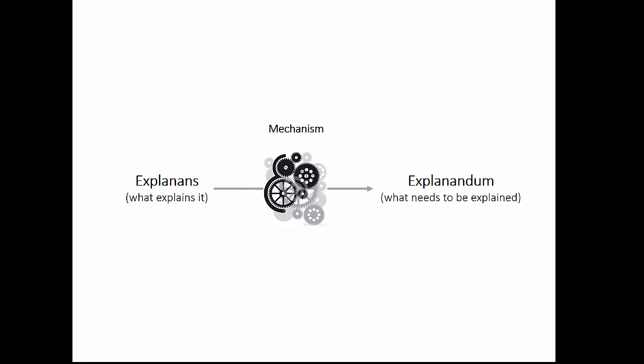That's the general structure of an explanation. On the one side, we have what we call the explanans. That's what explains it, and on the other side, we have the explanandum. That's what we want to explain. So that could be our puzzle, right? The puzzle is on the one side, on the right side, and our explanation is on the other side.